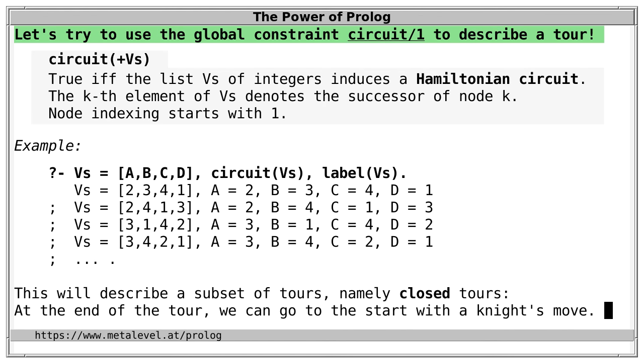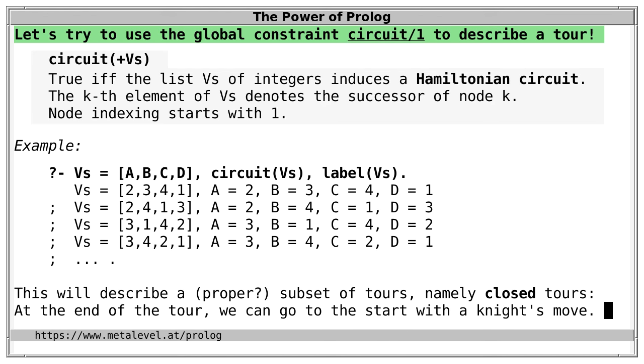And we note that we're describing only a subset of Hamiltonian paths, namely Hamiltonian circuits. So we end at the same node where we started. And therefore, if we use the circuit constraint naively, then we describe a subset of knight's tours. Whether it's a proper subset, we don't yet know. It seems likely, but at least theoretically, every knight's tour could be a closed tour. A closed knight's tour means that at the end of the tour, we can make a knight move to the start. So we could immediately repeat the same tour.